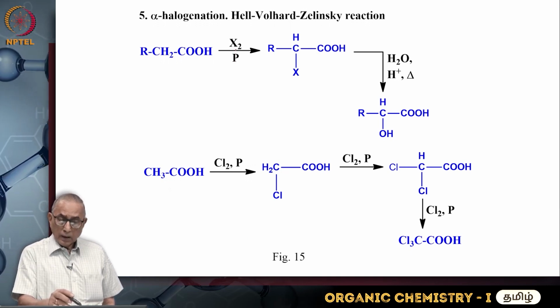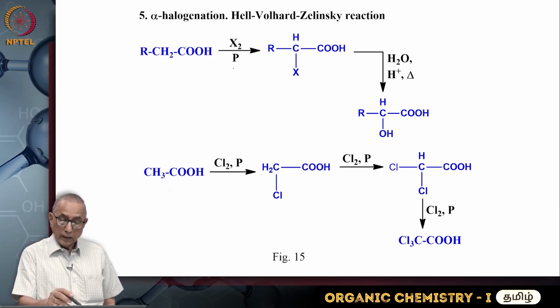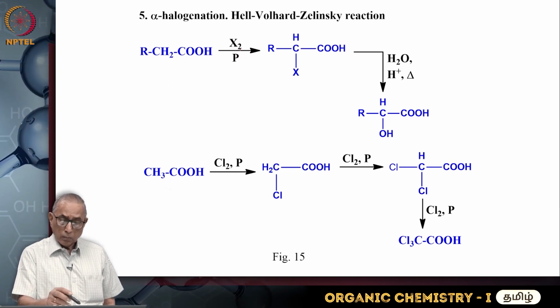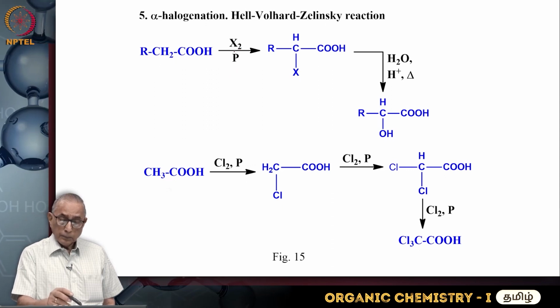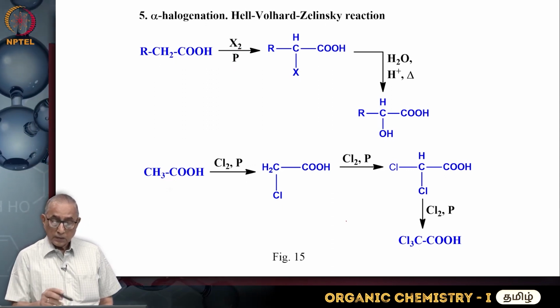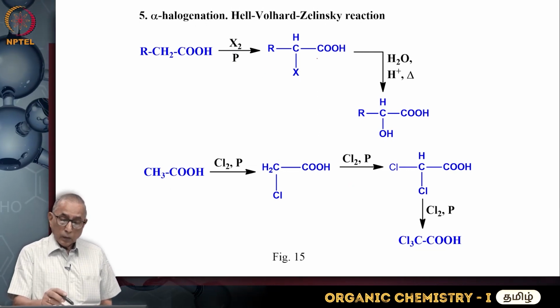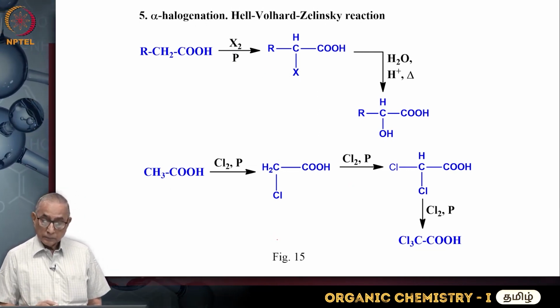with X2, that is halogen, you can use chlorine, bromine, or iodine, with phosphorus. Chlorine and bromine will react much faster. Iodine will react very slowly. X2 halogen plus P, phosphorus, is the catalyst, and you get alpha halo carboxylic acid.